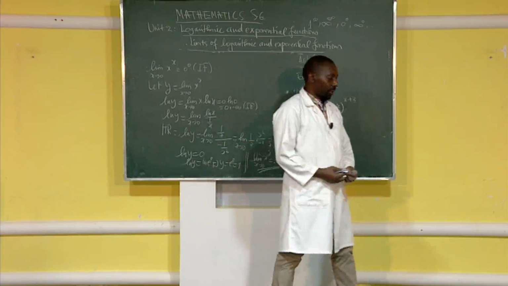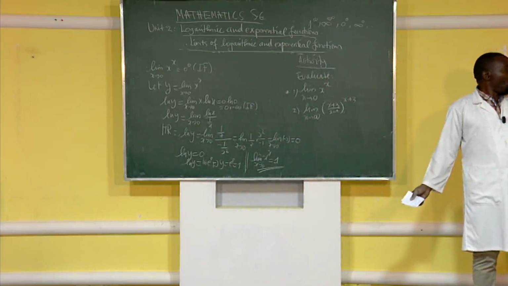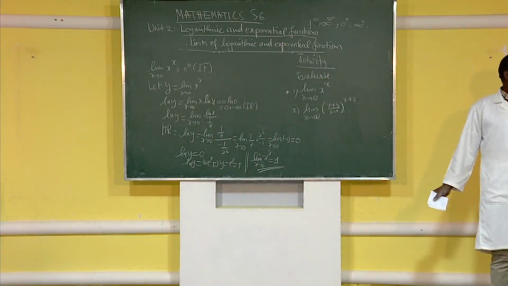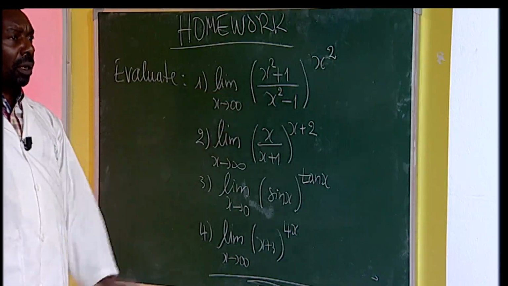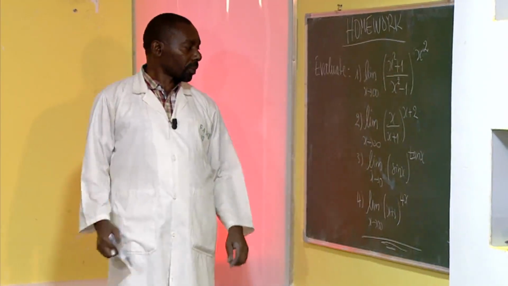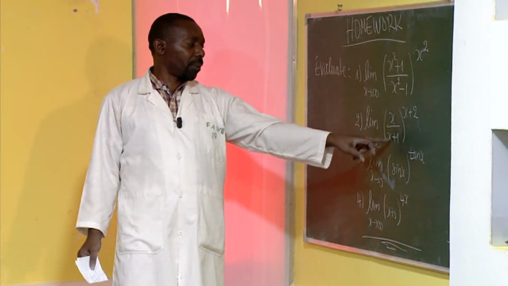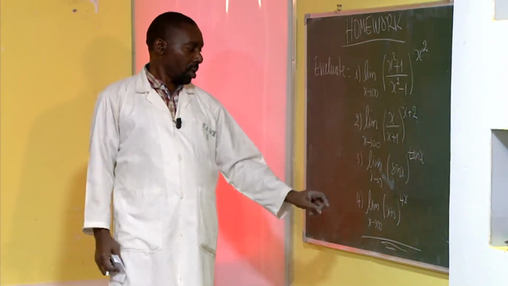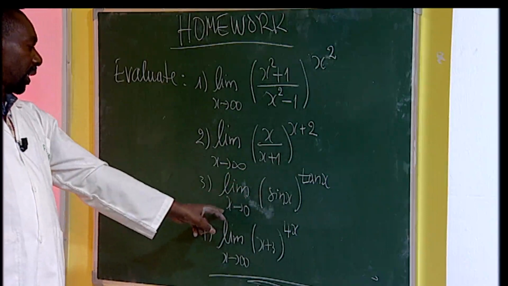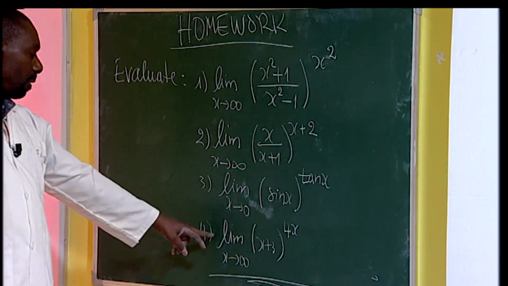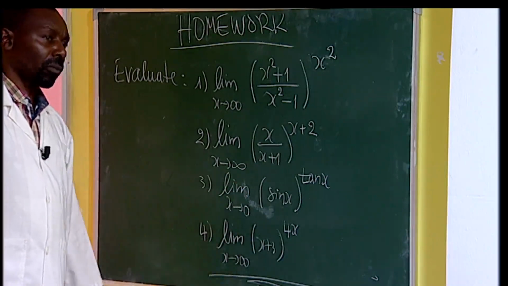Thank you very much. We have a homework here. Evaluate the following. 1, the limit as x approaches infinity of x squared plus 1 divided by x squared minus 1, raised to power x squared. 2, the limit as x approaches infinity of x divided by x plus 1, to the power x plus 2. 3, the limit of sine x raised to power tangent x as x approaches 0. And the last is the limit of x plus 3 to the power 4x as x approaches infinity.